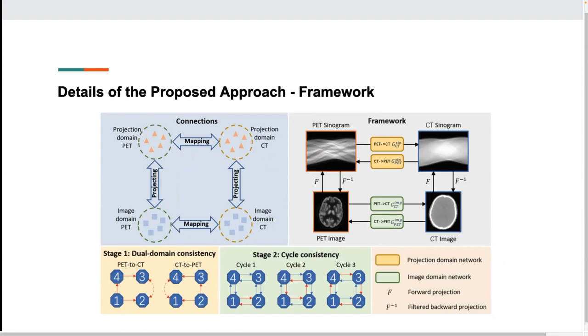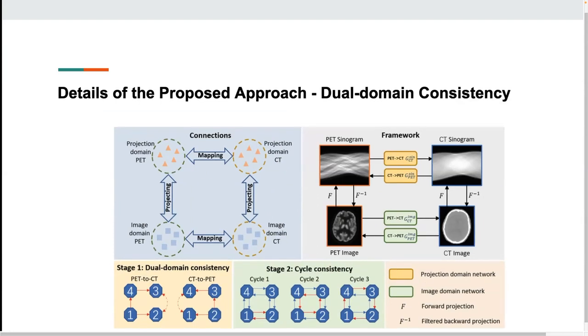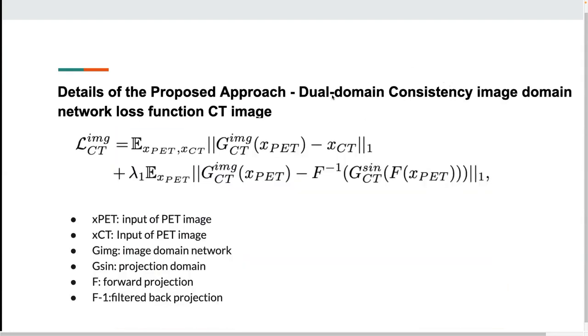What I'm going to talk about next is the dual domain consistency. As you see over here, these are the loss functions that they use for the dual domain consistency, image domain for the CT images. The XPET is the input of the PET images, and the XCT is the input of the CT images, and the G image is the image domain network, and the GSYN is the projection domain, and the F is the forward projection, and F filtered back projection.